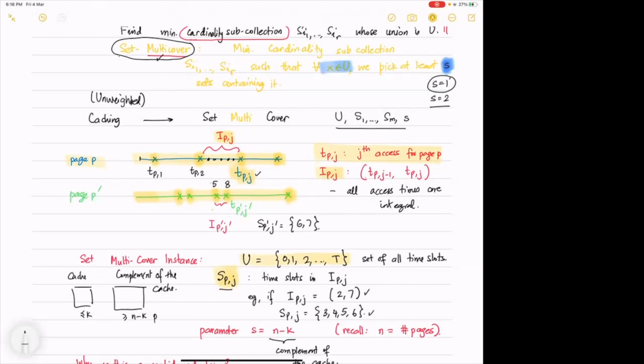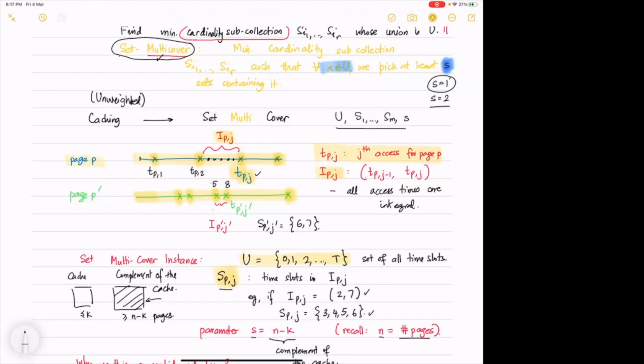The complement of the cache is behaving like the set cover problem. Why? Because in the set cover problem, we are saying that every element must be covered by at least so many sets. So we're really saying something about the complement of the cache here. So the parameter S would be n minus k, where k is the size of the cache and n is the total number of pages.